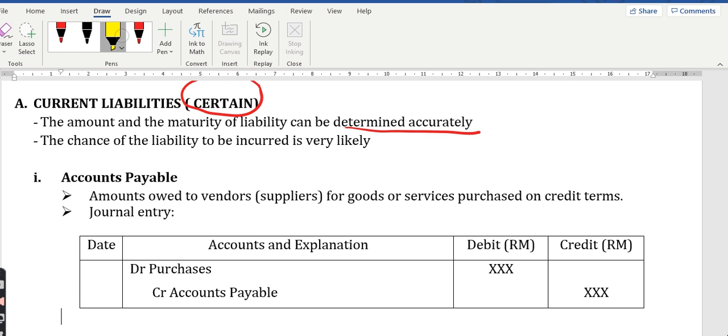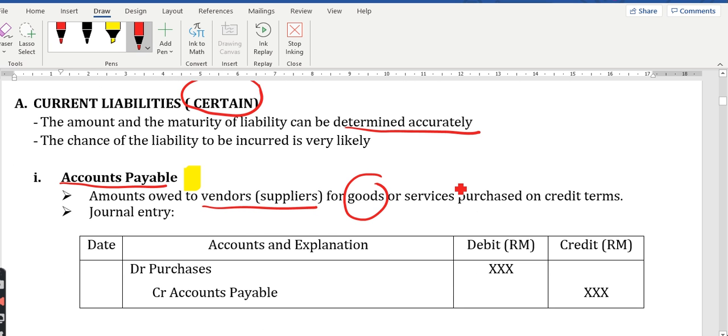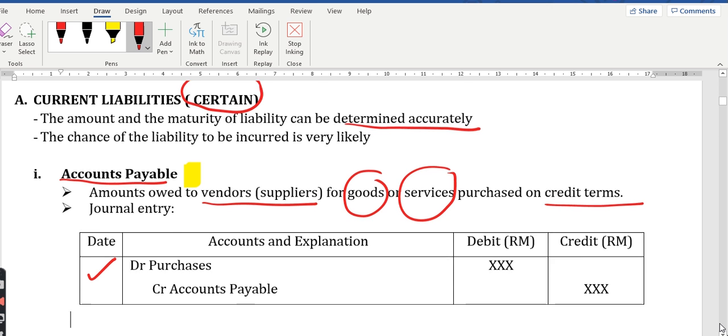Accounts payable is an amount that you owe to the vendors or to the suppliers for any goods or any services purchased on credit terms. So how do we journalize the accounts payable? We will debit purchases and we will credit accounts payable.